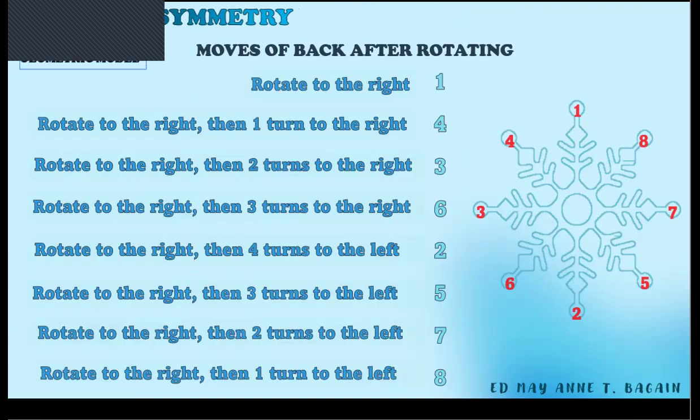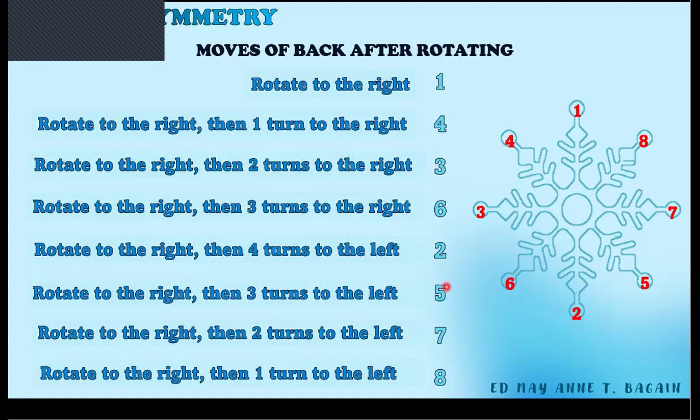Let's check the moves of the back after rotating, or the back moves. We have 1, which is rotate to the right. So looking at the front, you rotate to the right, and it will reveal the 1, or the moves of the back. And then 4, the same, you will need to rotate or flip it, and then turn to the right for 4. The same with 3, you need to flip it to the right, then 2 turns to the right. And then we have the 6, you rotate to the right, and then 3 turns to the right.